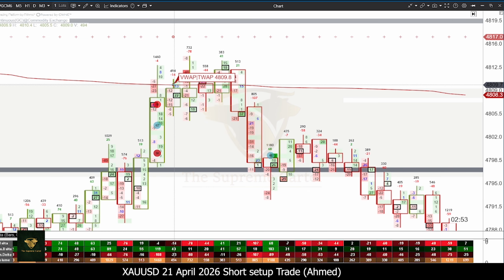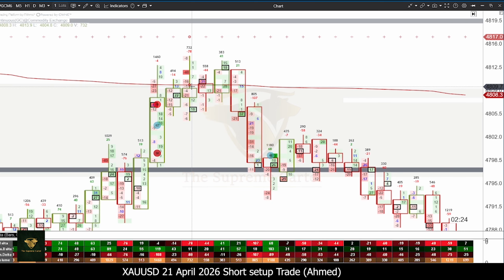As soon as it wicked, where the buyers were failing to break this specific level, what happened? It created a delta divergence over here, where you can see the body of the candle is green. However, in the volume, the sellers were dominating over here. The sellers were dominating in this candle, as well as this candle, and it was happening at this specific key level, which was the VWAP.